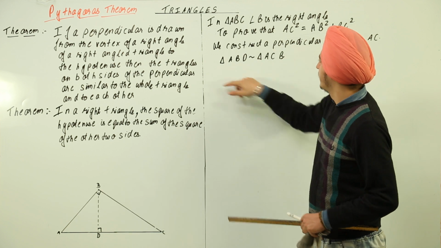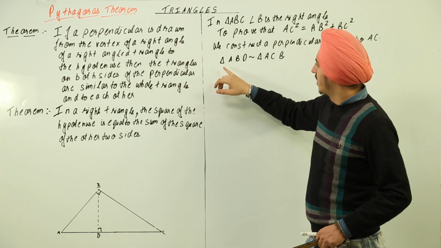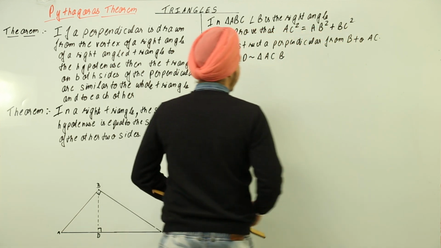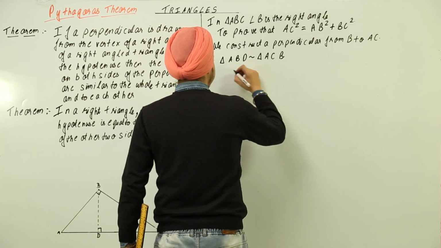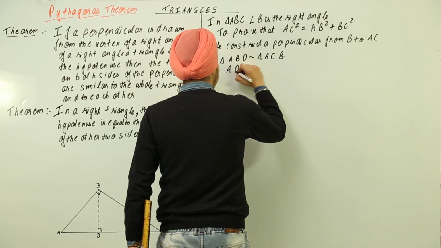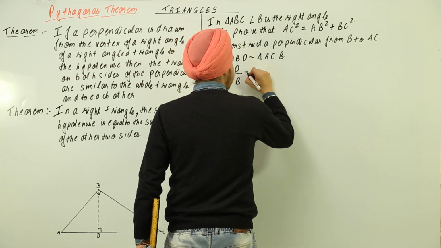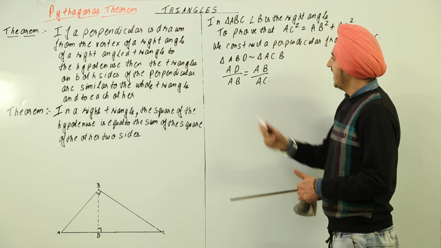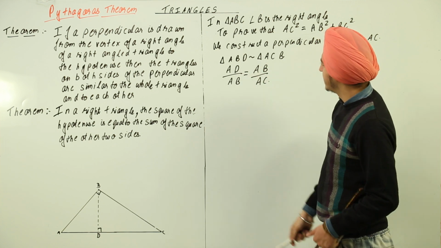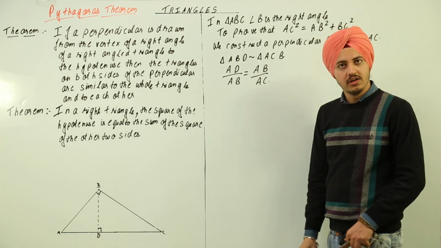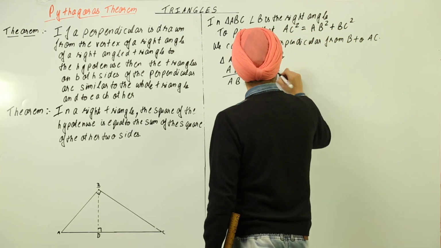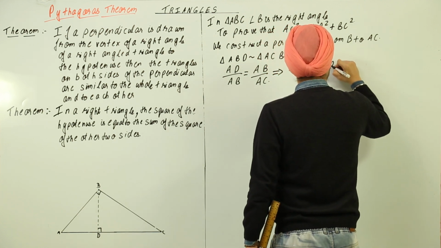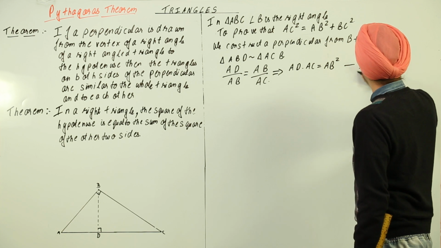Now where did this come from? This came from this theorem, correct? Now we have triangle ABD is similar to triangle ACB. Now what we get from here is that the corresponding sides are also in the same ratio. So AD upon AB is equal to AB upon AC, correct? Now from here what we get is AD into AC is equal to AB square, correct? Let's mark this as 1.